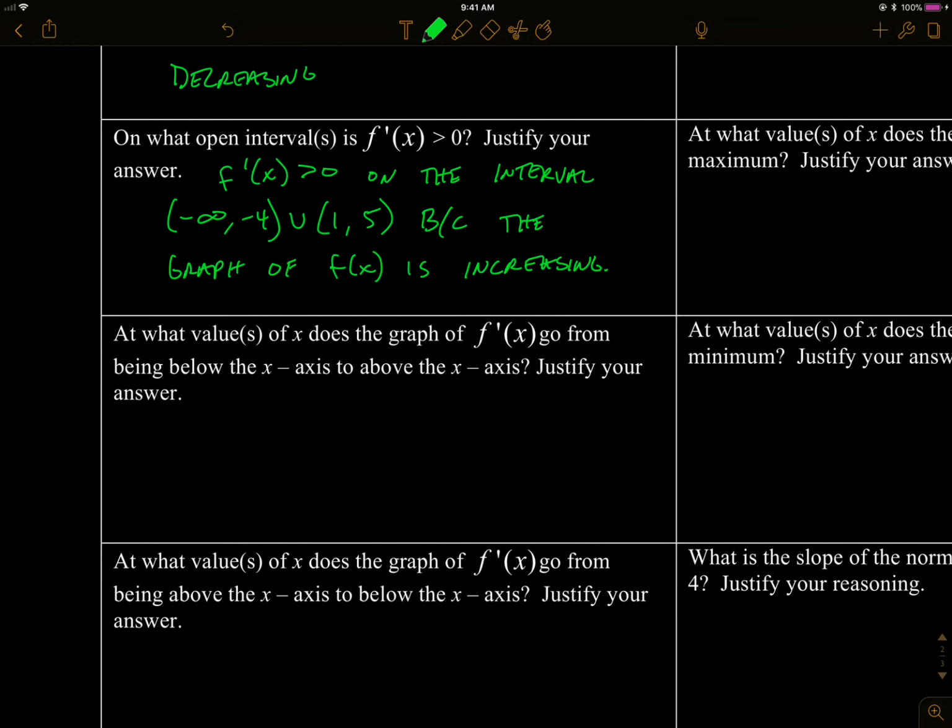At what values of x does the graph of f prime of x go from being below, which is negative, to above the x-axis, which is positive? Justify your answer. So f prime of x will switch from below to above. Now this is going to occur at certain x values, at x equals.